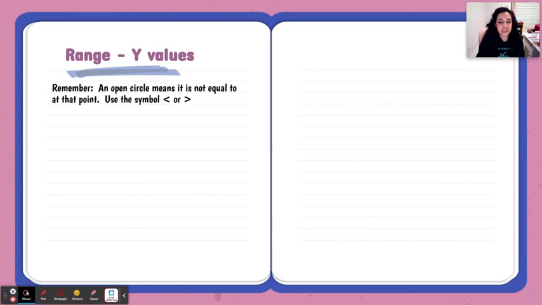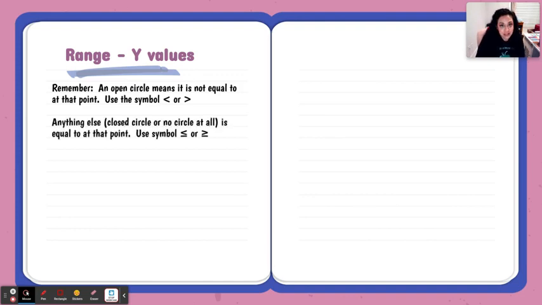Same thing to remember, same ideas. If it's an open circle, you're not going to put a line underneath the inequality symbols. It's not going to be equal to, so it's just going to be a less than or a greater than. Now, if it's anything else, just like we had before, closed, or even if it's just touching the top or the bottom of the graph, it is going to be less than or equal to, greater than or equal to.